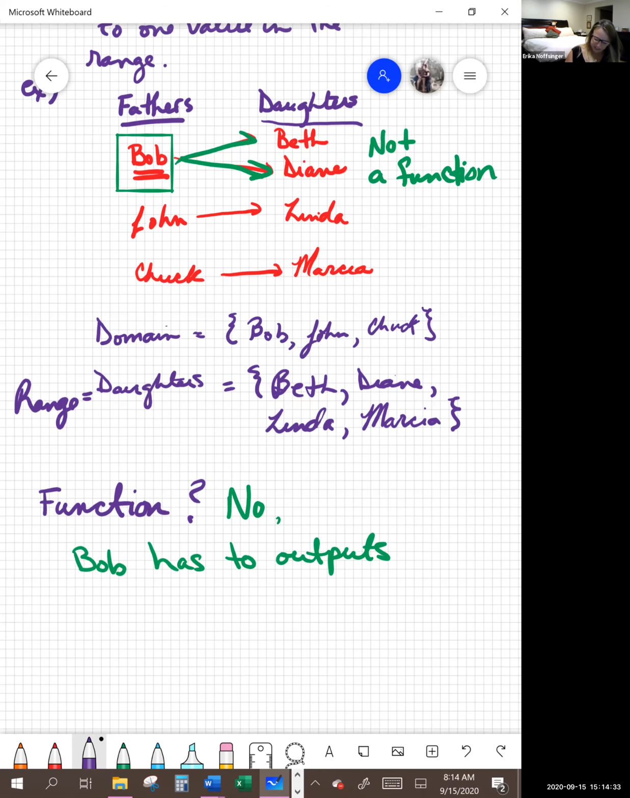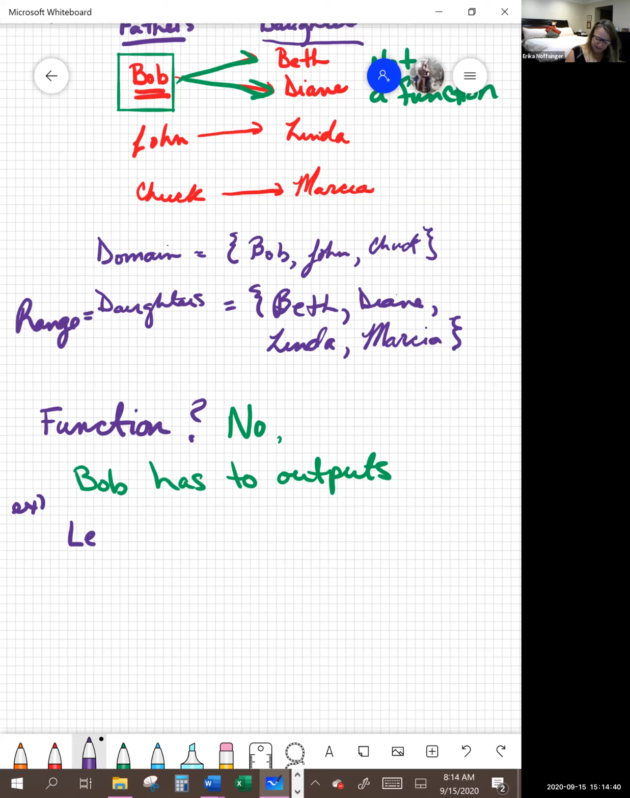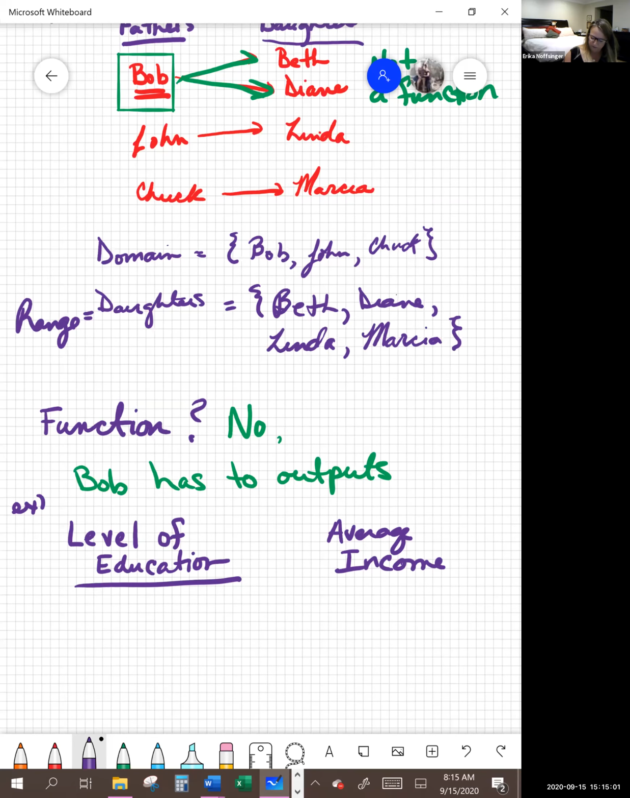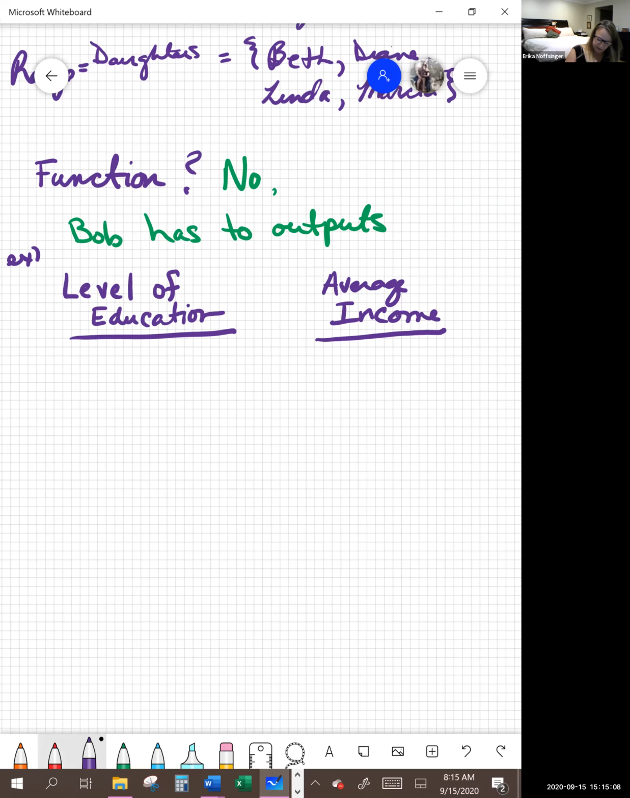Okay, so what about this relation where the level of education depends on the income that you would get? The level of education, and then we have average income. And so if you had less than 9th grade, it's telling that the average income is $18,120.